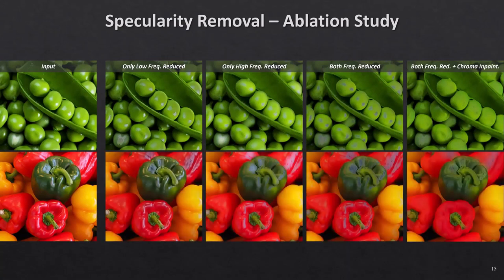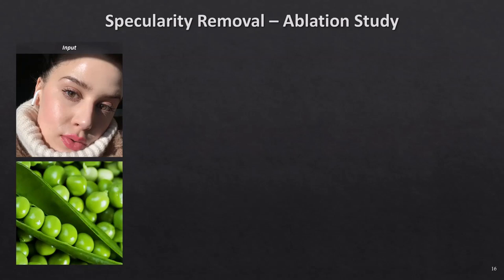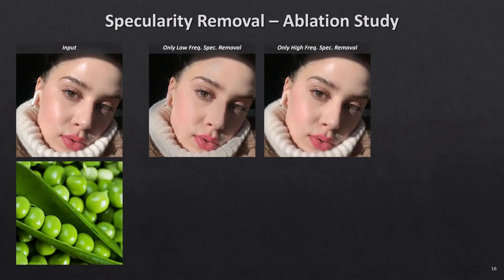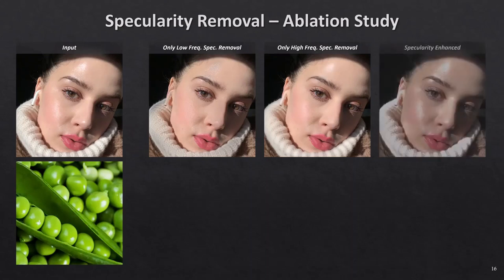Here is another such example showcasing the efficacy of individual steps for our specularity removal approach. Since we target high-frequency and low-frequency intensity subbands separately, we can selectively reduce low-frequency and high-frequency specularities using our method. Moreover, instead of reducing, we can increase the positive coefficients of intensity subbands, thereby enhancing the specularities seamlessly.